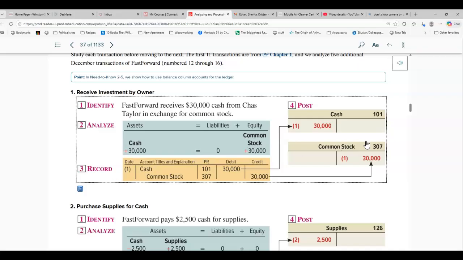There should be, but there's not. And so this is a debit to cash, a credit to common stock. You can see the posting reference column here.